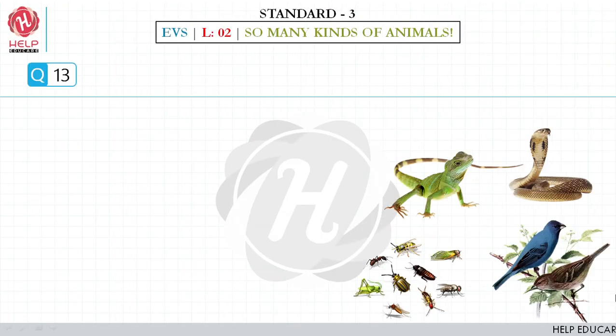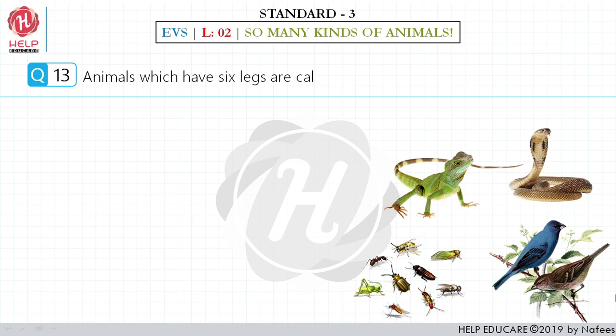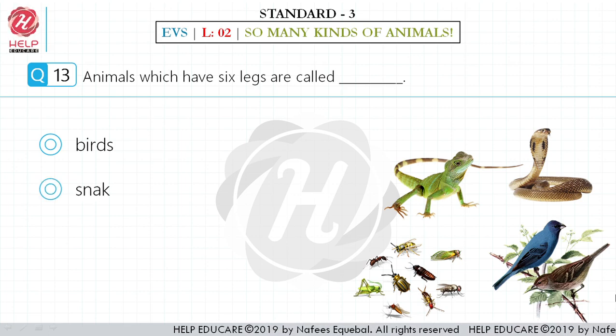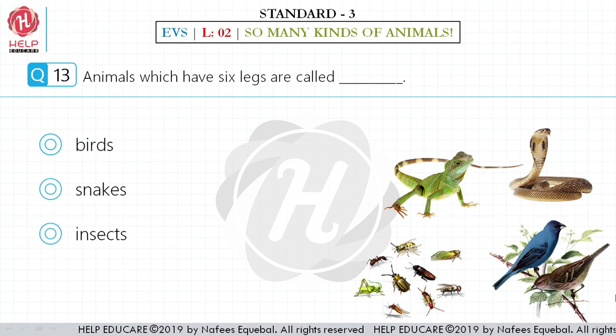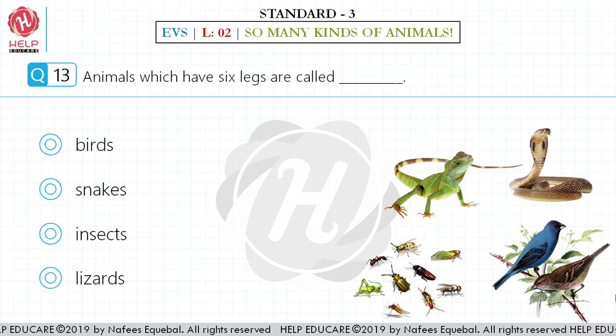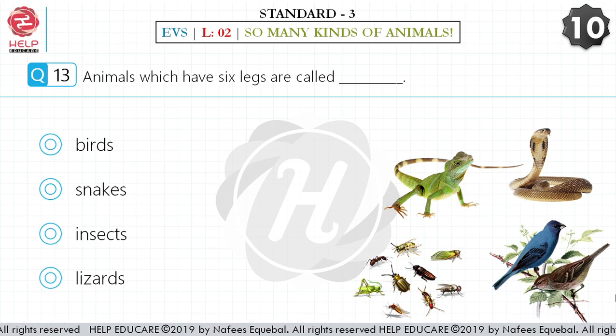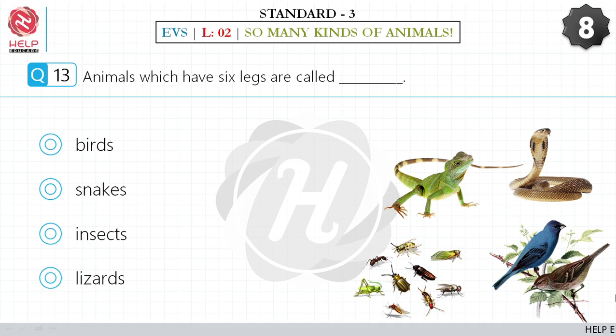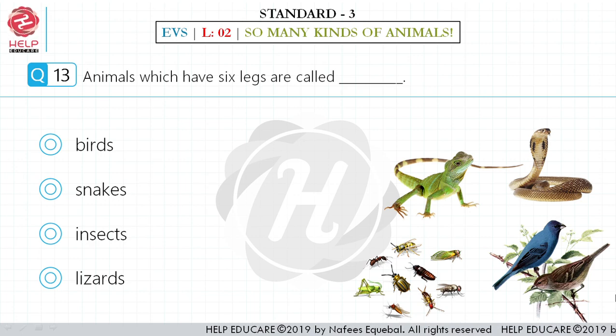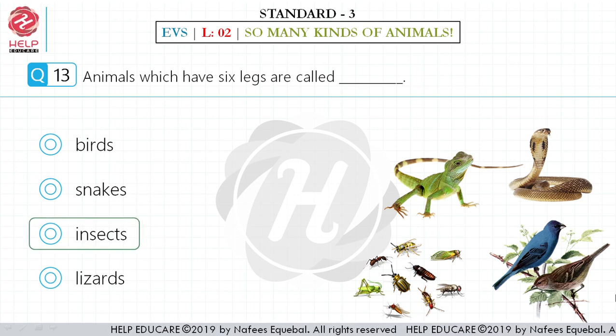Question number 13. Animals which have 6 legs are called. First option, birds. Second option, snakes. Third option, insects. Fourth option, lizards. Your time starts now. Correct answer is insects.